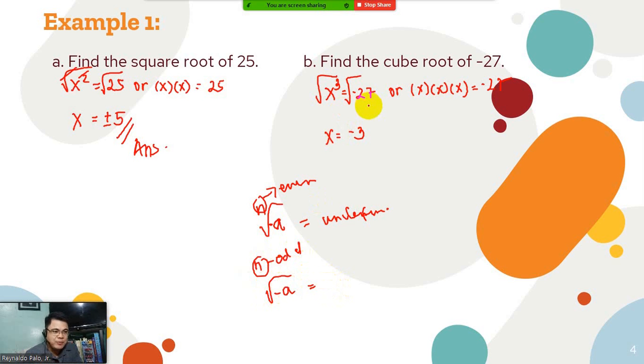Just like what we have answered, the cube root of negative 27 is negative 3. Unlike if the index is even, this one is odd. If the index is even, the answer that you will get if you extract the root is undefined. Take note of that.